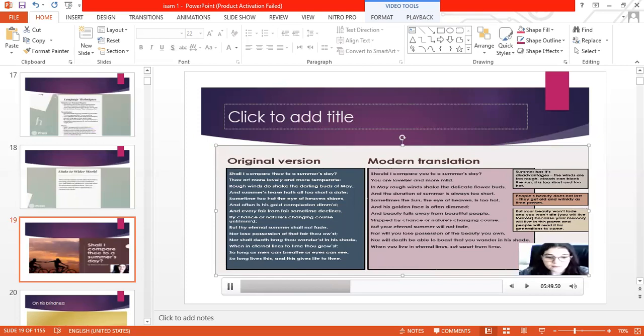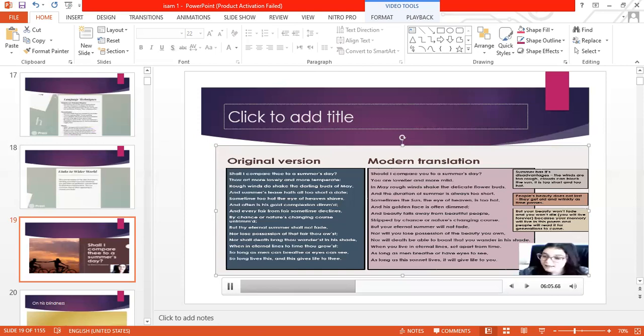So long as men can breathe or eyes can see, as long as men breathe or have eyes to see, so long lives this and gives life to thee. As long as this sonnet lives, it will give life to you.